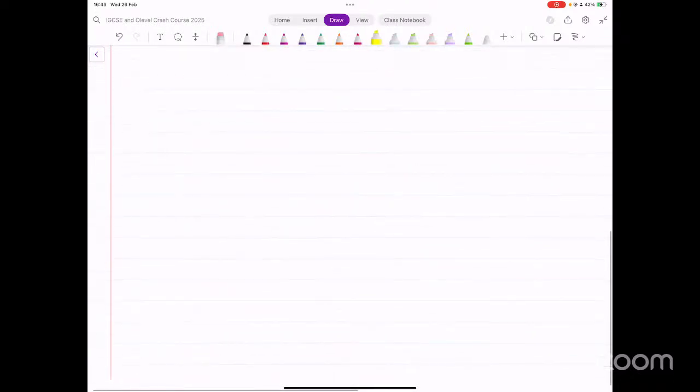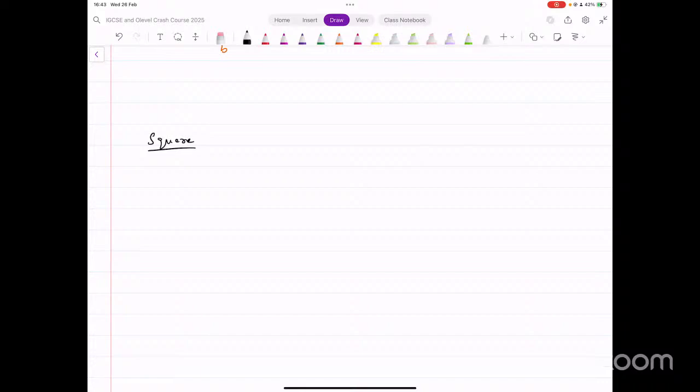Now, what are the different shapes for which we need to know the area and perimeter, the area formulas in particular? Let's start with the first one, which is fairly straightforward. You can have a square. A square looks like this. A square is a figure that has all sides equal and it has all angles 90, right?